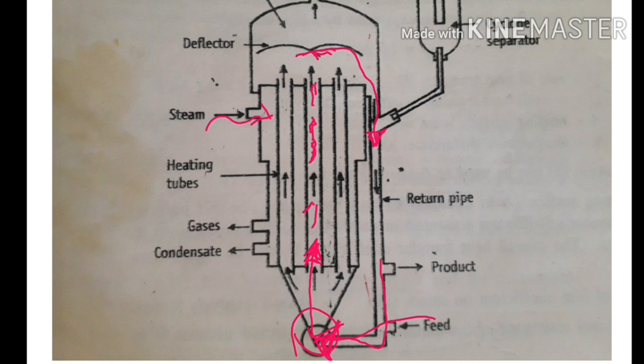The vapor which is present in the vapor head passes through the vapor outlet into a cyclone separator. From the cyclone separator, we can collect the vapor. The concentrated liquid passes through the return pipe. Finally, we can collect the concentrated product through this concentrated product outlet. So this is the working procedure involved in a forced circulation evaporator.